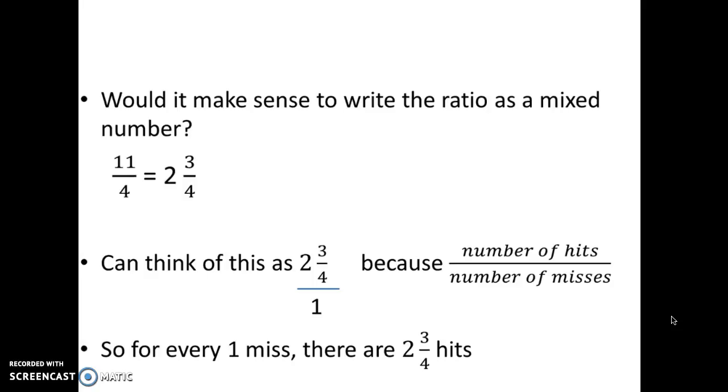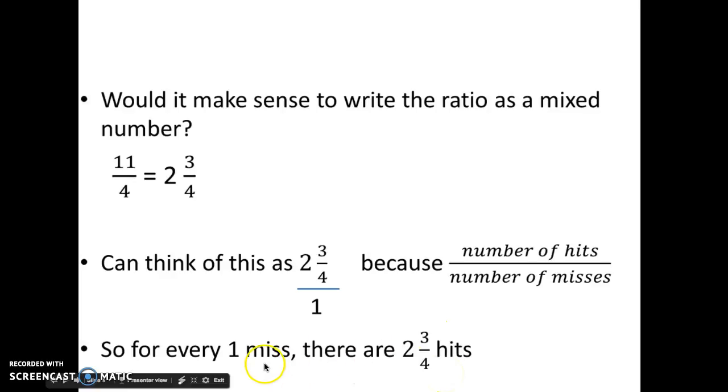Well, we could write it as a mixed number. So 11/4 equals 2 3/4. If we want to think about this as a ratio, I could think about this as 2 3/4 over 1, right? Because dividing by 1 doesn't change the quantity. So if I think about this as 2 3/4 over 1, that means for every one miss, because misses is in the denominator, I would hit the target 2 3/4 times.